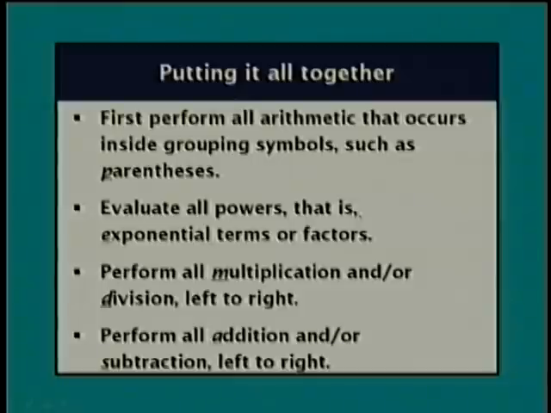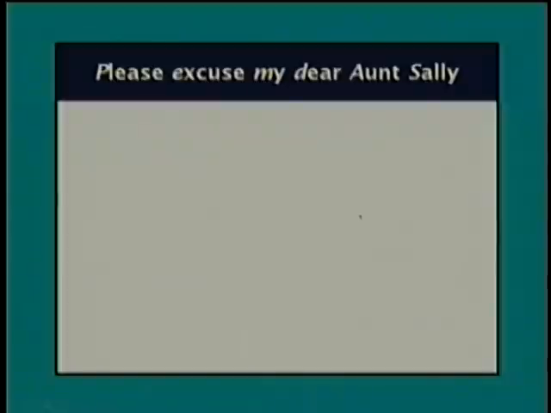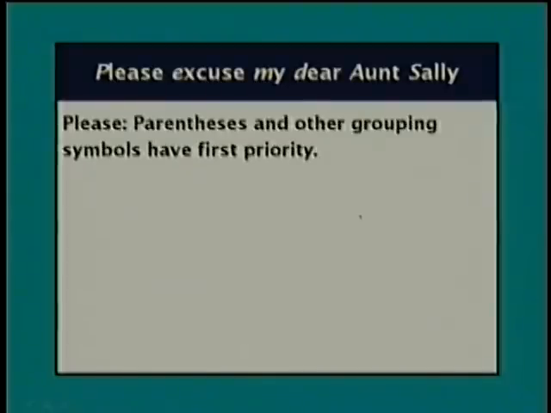Now, if we look at all of these rules, this looks like a lot to remember. What some people like to do is use this little mnemonic device. Please excuse my dear Aunt Sally, to help them recall the order of operations. Well, let's look at how this mnemonic device can work for us. So we start with the phrase, please excuse my dear Aunt Sally. We start with the word please. The P in the word please is to remind us we start with parentheses. Parentheses and all other grouping symbols have first priority in the order of operations.